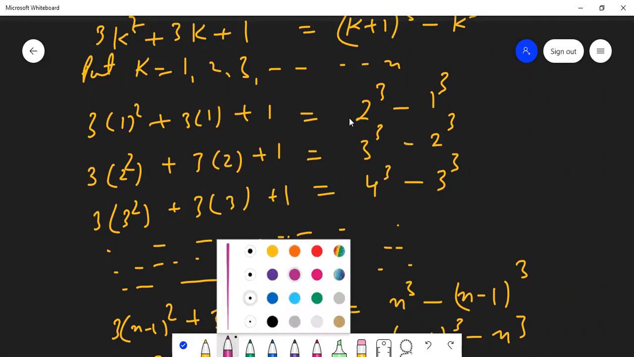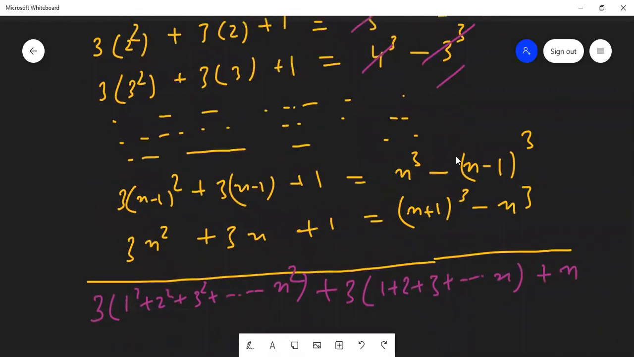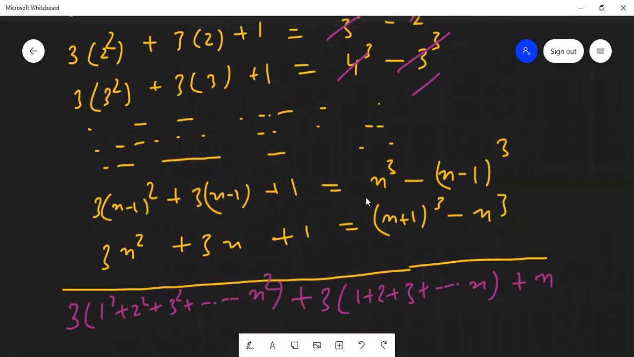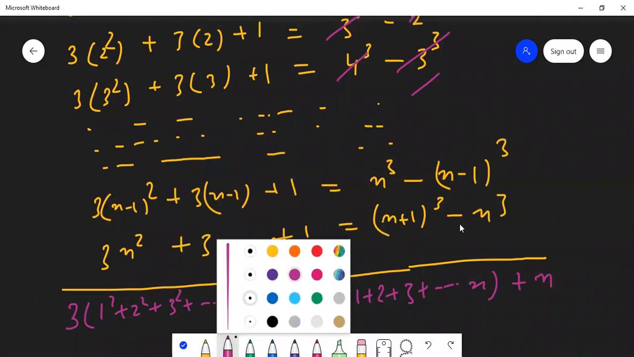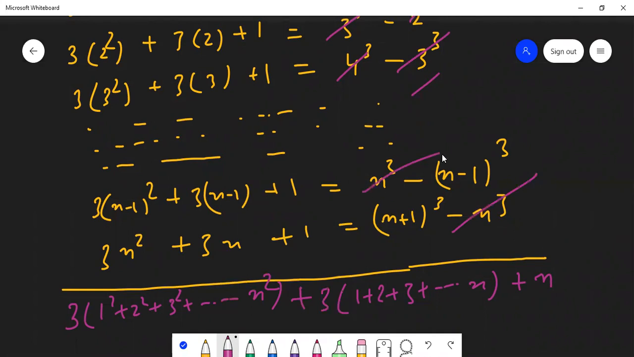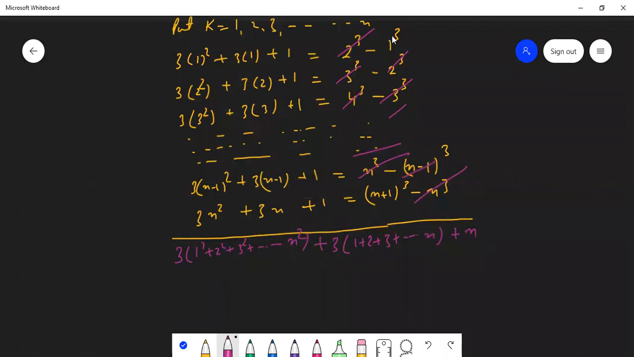If you see on the right hand side, this 2 cube and this 2 cube should go, this term should also go, 1 is left here, this 4 cube will go with some 4 here, and likewise if you go further here, this n cube should go with n cube, and this term should go with some number here. So all the terms get cancelled. I get n plus 1 whole cube here, and I get 1 cube here.